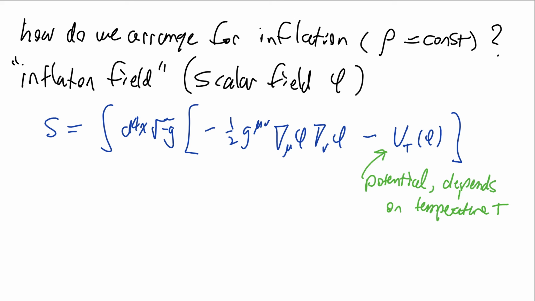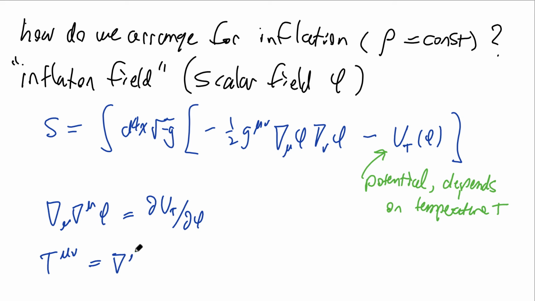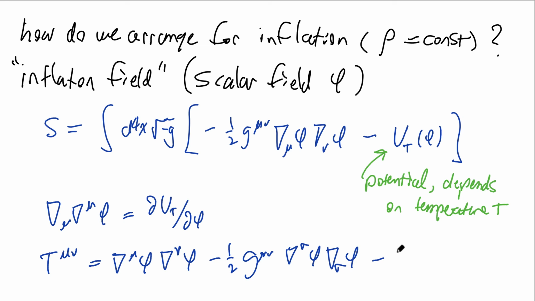T. So now the equations of motion that come from this action are del mu del mu phi equals partial V sub T with respect to phi. And the stress energy momentum tensor for this Inflaton field is del mu phi del nu phi, minus 1/2 g mu nu del sigma phi del sigma phi, minus g mu nu times V sub T of phi.